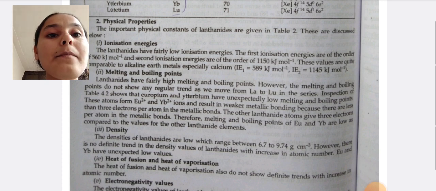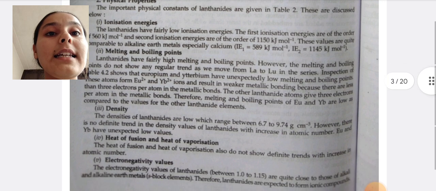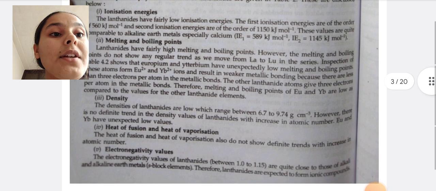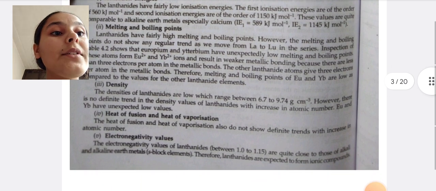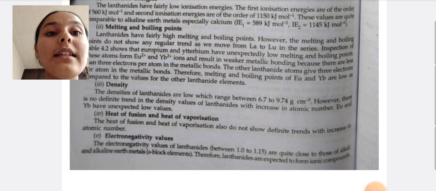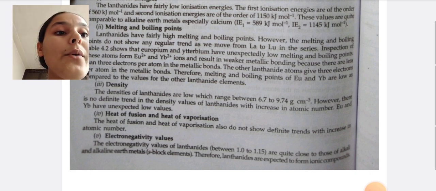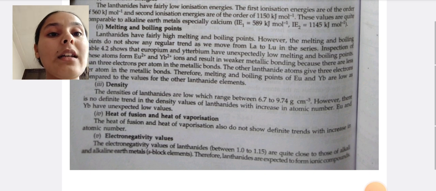Therefore, the melting and boiling points of europium and ytterbium are low as compared to the values of the other lanthanide elements. Next point is density. The densities of lanthanides are low, ranging between 6.7 and 9.74 grams per cubic centimeter. However, there is no definite trend in the density values of lanthanides with increase in atomic number. Europium and ytterbium have unexpectedly low values. And the next point is heat of fusion and heat of vaporization. These also do not show a definite trend with increase in atomic number.